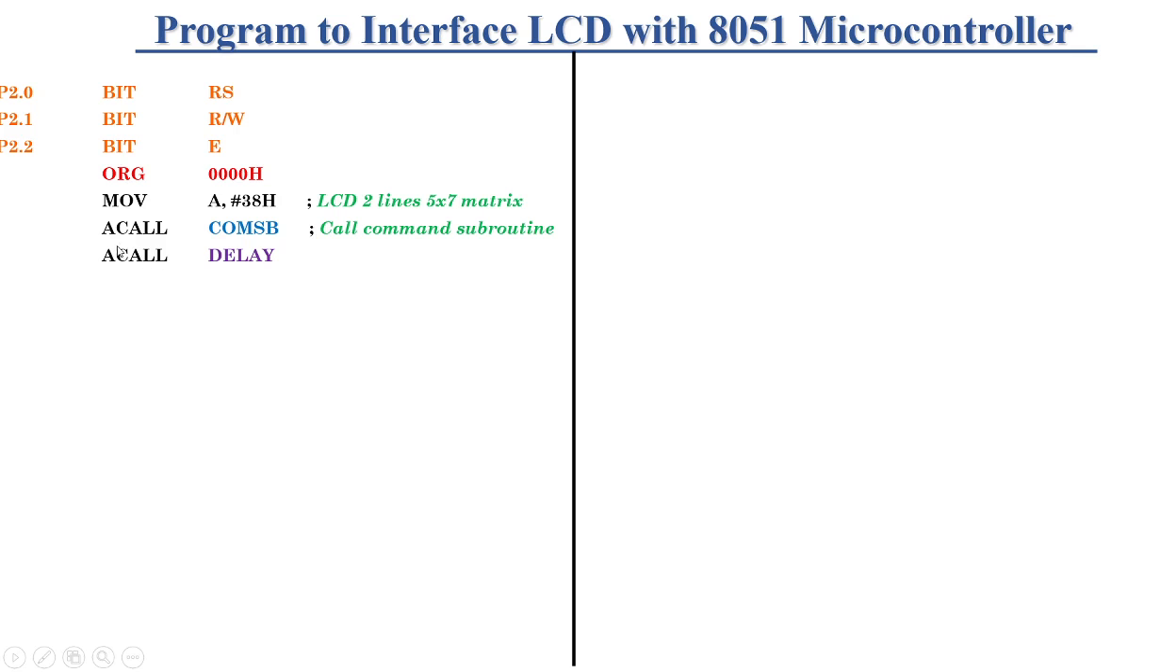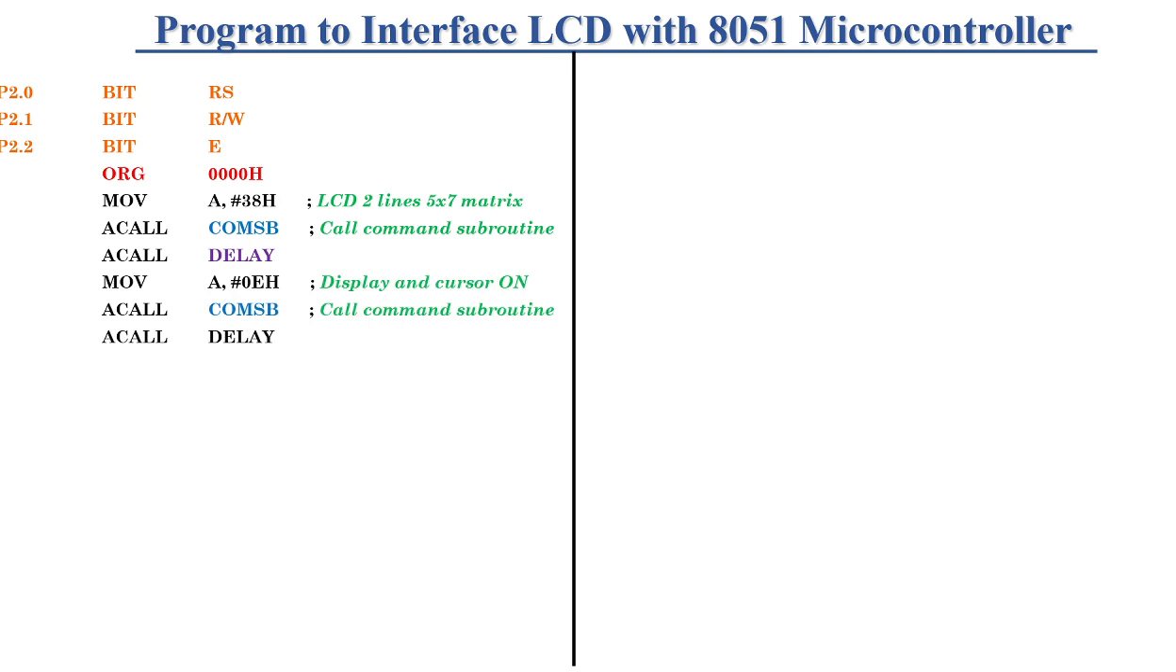Now after calling the command subroutine, we have to give some time to write that command to the LCD, so we are calling a delay here. Then the next command is MOV A, #0EH. This is used to turn the display and cursor on. By using this command, we make the display on and the cursor on. And again, to write this command, we call the command subroutine, and to write that command, again we call some delay.